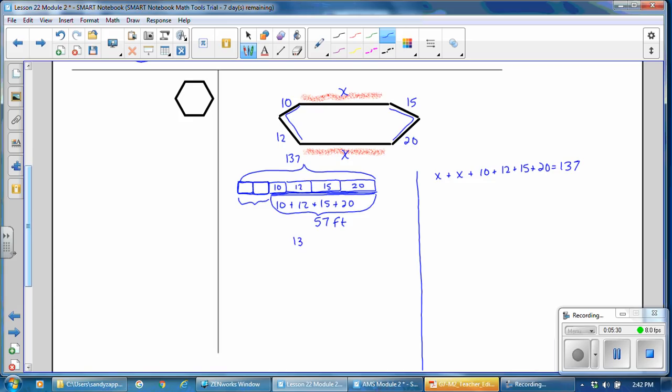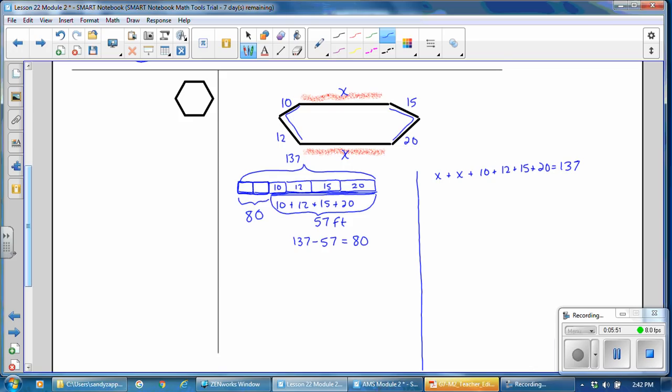To figure that out, we subtract 137, take away 57 feet. And that equals 80 feet that are left over for the other part of the fence. So this represents 80 feet. They are the same length, so you want to split that evenly between 80. And to split something evenly in mathematics, we divide.